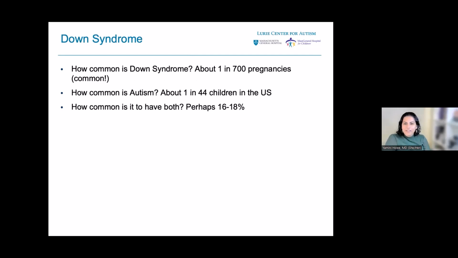Down syndrome, as you know, is very common, about 1 in 700 pregnancies. And autism is also very common, maybe about 1 in 44 children in the US, according to the recent CDC data. And how common is it to have both? It's possible that up to 16 to 18% of people with Down syndrome also have autism. This has really come into the limelight more recently. And I still hear in the general population that people are not aware that people with Down syndrome can have autism. So this has become one of the important things that the National Down Syndrome groups have been working on, to try to get the word out.